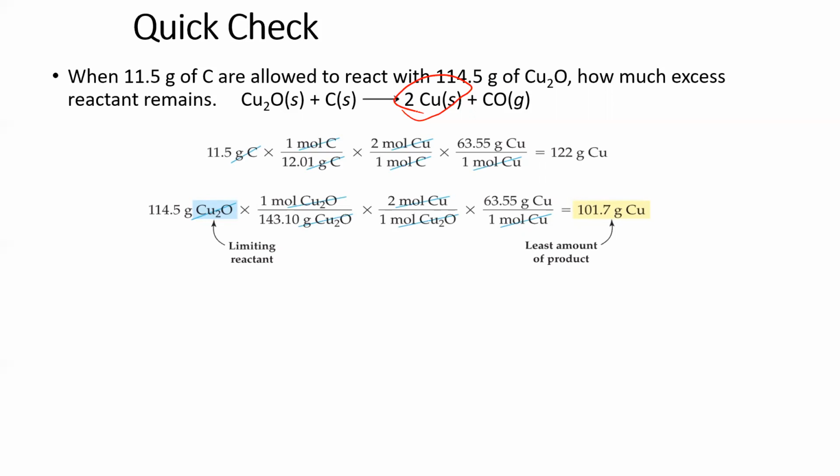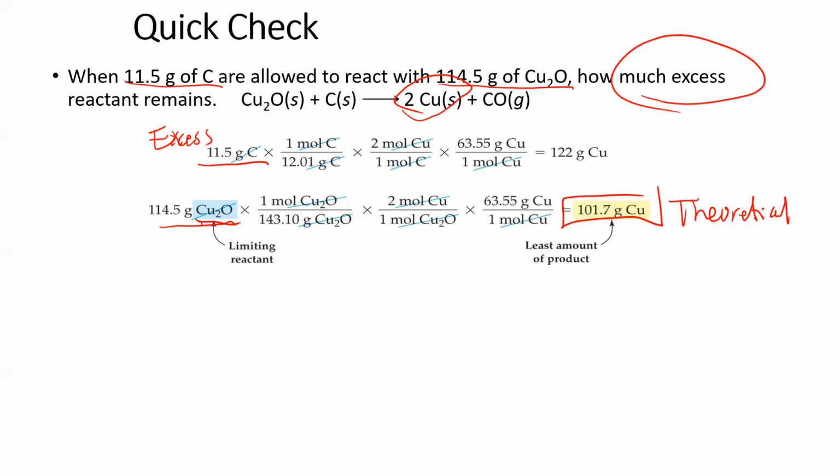But this is from the prior video. We did the double stoich with both the 11.5 grams of the carbon reactant and 114.5 grams of the copper 1 oxide reactant. We converted it all the way to grams of copper. We picked the smaller amount, the 101.7 grams is less than 122, and said this is my theoretical yield. And this must be my limiting reactant, so carbon must be my excess. So now in this problem, we're not done because we want to know how much excess remains.